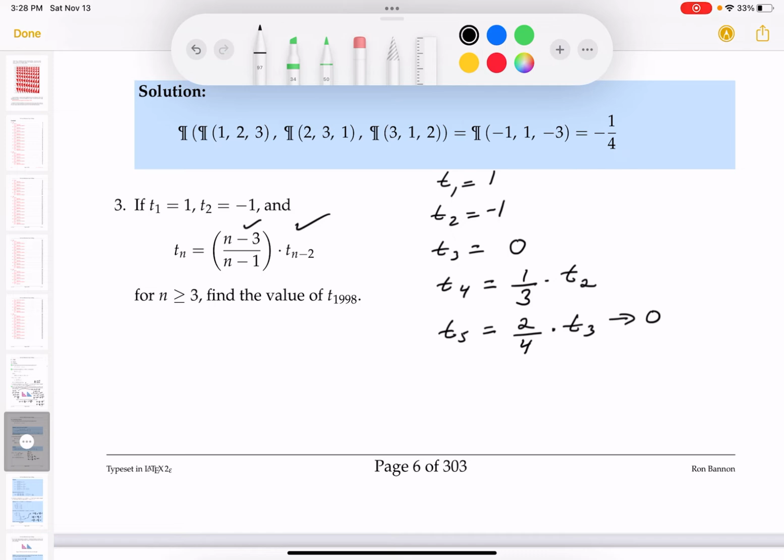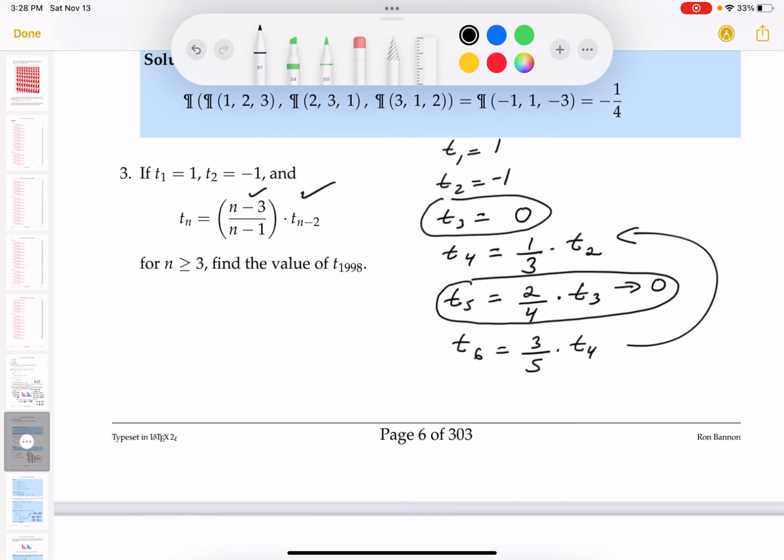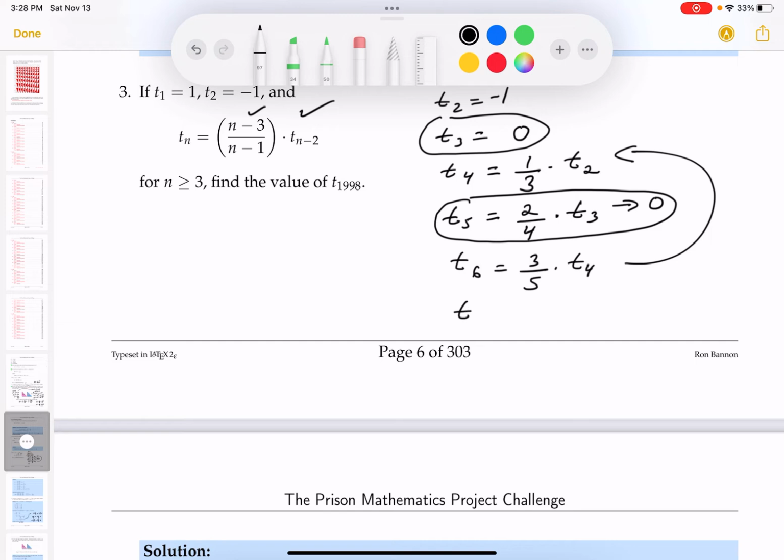So this looks like, I'm going to say maybe that every odd one will be 0, and that seems to make sense now. But let's put down T6 now. What's that going to be? 3, and you get 5 times, I have to go back to T4. And I'm starting to see that this is really related to this one over here. Let's go to T7. And what's that going to be? Oh boy, I wouldn't want to have to go here. That's a lot of work to get there. I'm just looking for patterns.